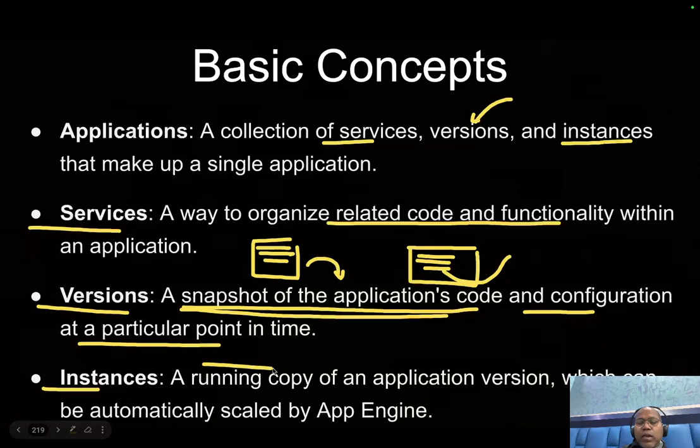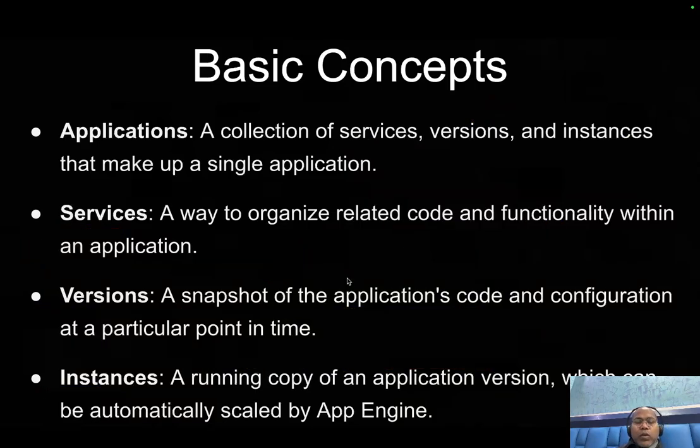An instance is the running copy of your application. Whatever versions are running are finally known as the actual running of your application on an instance. So these are services, versions, and instances. Instances are just the running copies of your application, which are automatically scaled by App Engine.